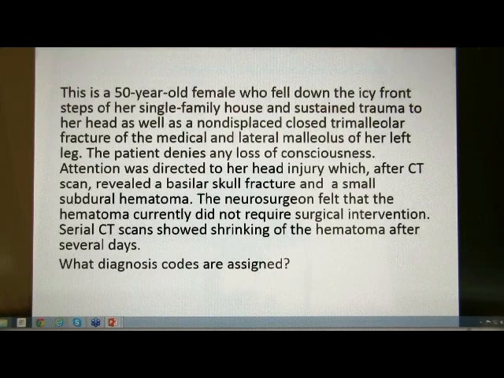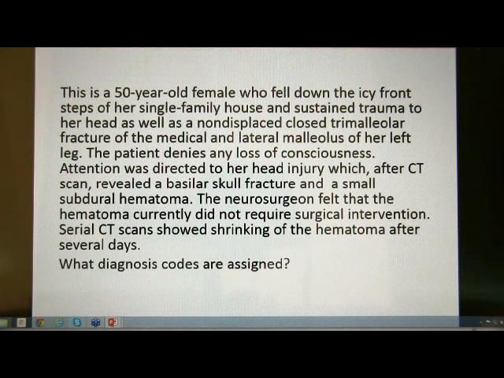50-year-old female who fell down the icy front steps of her single-family house has sustained trauma to her head as well as a non-displaced closed trimalleolar fracture of the medial and lateral malleolus of her left leg. Patient denies any loss of consciousness. Attention was directed to her head injury, which, after CT, revealed a basilar skull fracture and small subdural hematoma. Neurosurgeon felt that the hematoma currently did not require surgical intervention. Serial CT showed shrinking of the hematoma after several days.